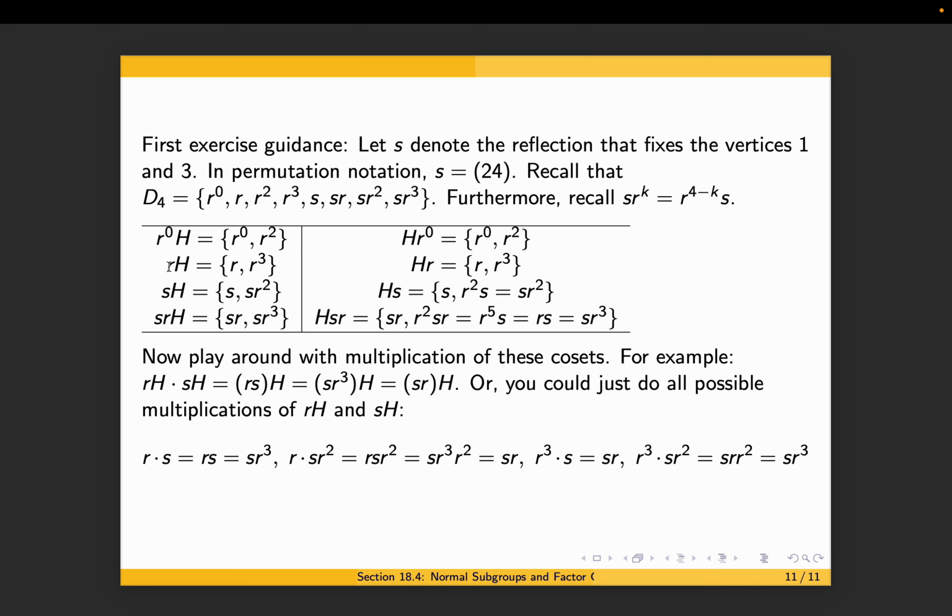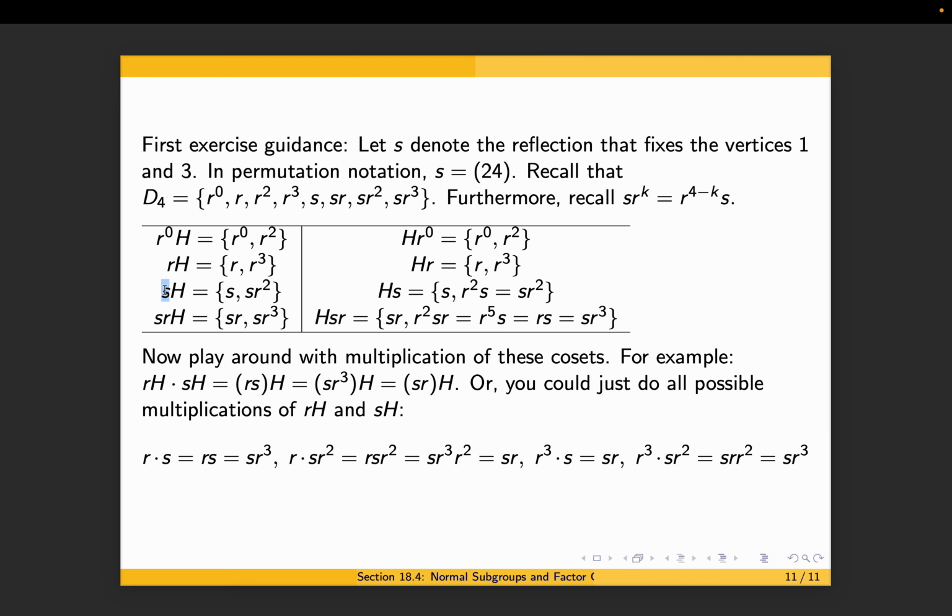Now let's think about RH. What does that look like? Well, r times nothing, you get r. R times r squared gives you r cubed. If you do it on the right, nothing times r, you get r. If you rotate by 180 and then rotate by 90, you get 270, r cubed. So RH and HR are the same.